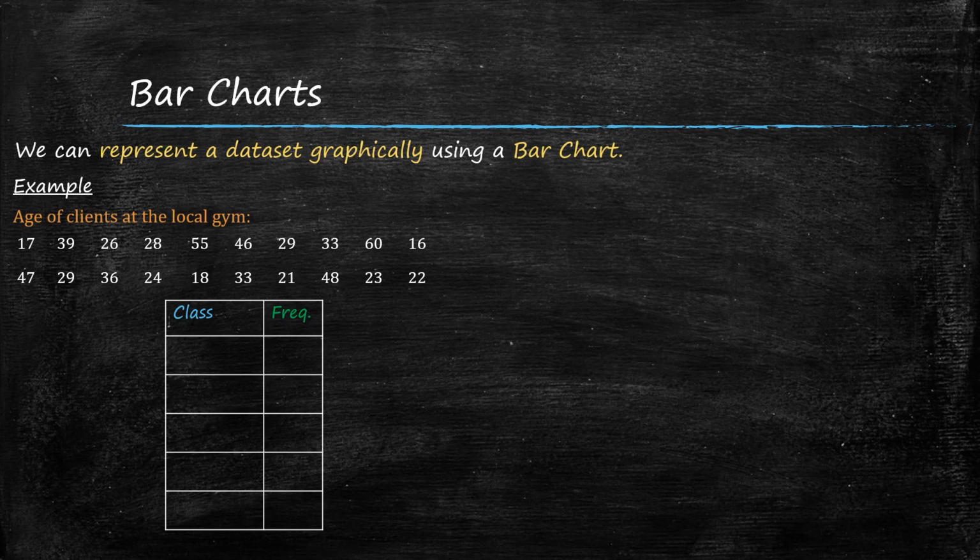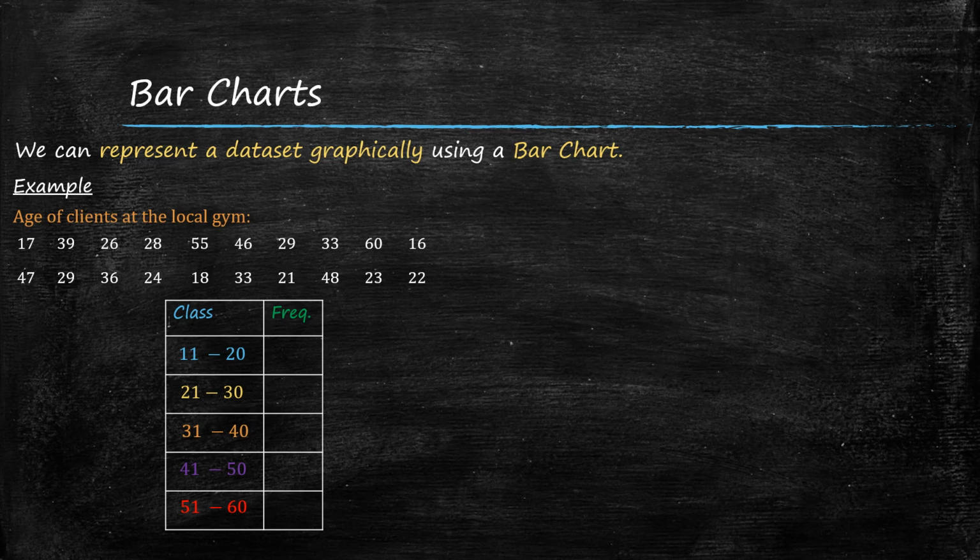We create a frequency table for this data set by grouping the ages together in classes. So we have the age class 11 to 20, 21 to 30, 31 to 40, 41 to 50, and 51 to 60. And we'll represent all of these age classes in different colors. So we can represent the bars on our graph in different colors as well, and we can easily visually see through the colors which age class maps to which bar.